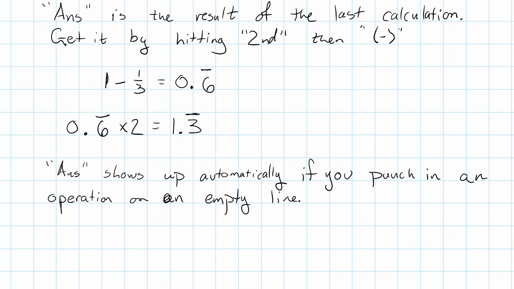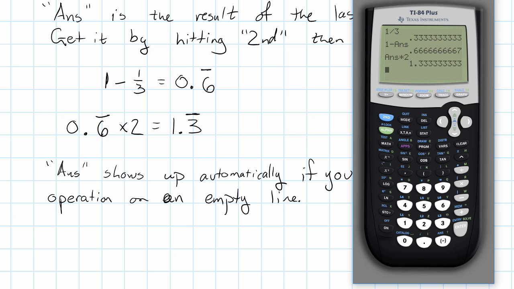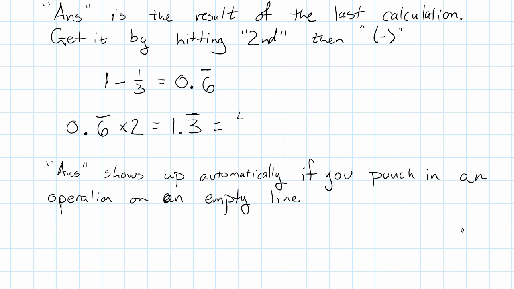So that's fine, but I'd really like my answer as a fraction. Whatever decimal you have on your calculator, you can convert to a fraction in lowest terms. For this, we need to go to the menus. Choose Math, and the very first option is 2frac. Right, so here it's just the previous answer, 2 fraction, and 1.3 repeating is 4/3.